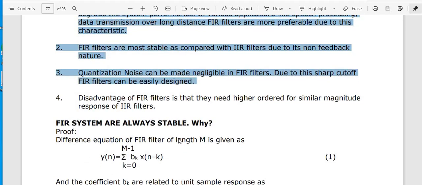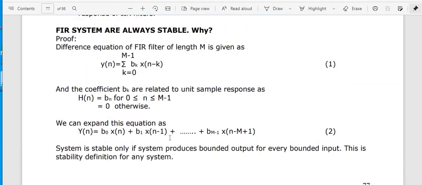And the question they can ask you is: why are FIR filters always stable? We have to prove it. What is the question? Why are FIR filters stable? The reason: what is the formula for the difference equation of FIR filters? y of n is equal to summation. Since it is finite, we are not writing minus infinity to infinity. Here we are writing k equals 0 to M minus 1, b_k x of n minus k.